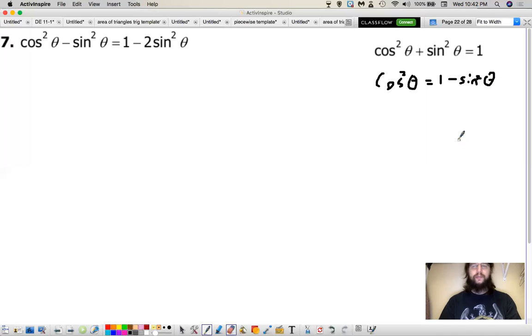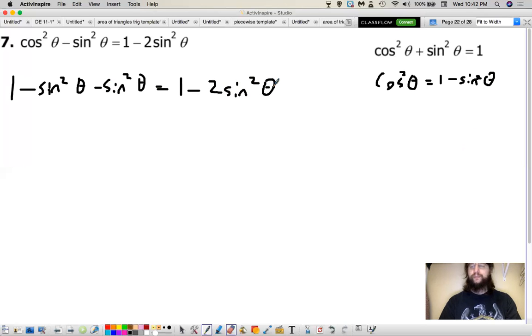Okay, substitute it. 1 minus sine squared theta minus sine squared theta equals 1 minus 2 sine squared theta. Wow. It's like that, y'all. Combine your like terms and you're done. Negative sine squared theta minus sine squared theta is negative 2 sine squared theta. It looked terrible, but look how short that was. That was nothing. That was a baby proof. Easy peasy.